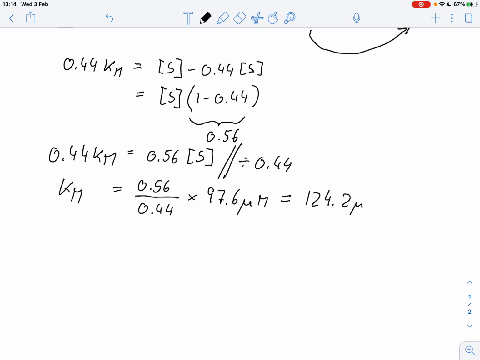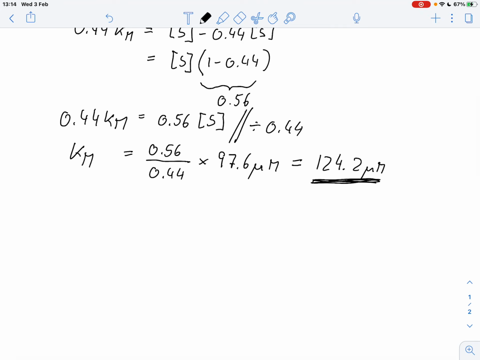124.2 micromolar. So at 124.2 micromolar, we will get exactly half of Vmax, because that is the definition of Km. So I hope this makes sense, and thank you very much for watching.